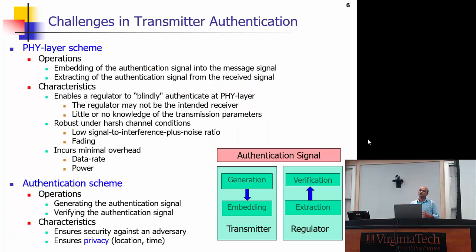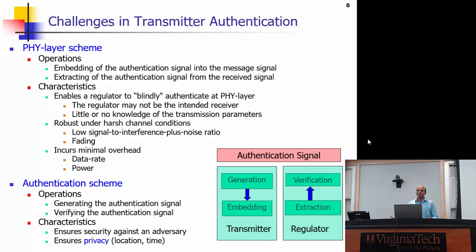So when we look into the transmitter authentication in dynamic spectrum access, there are multiple challenges into it. But the basic idea for doing transmitter authentication is that you have an authentication signal, and you want to embed that authentication signal into the message signal. The message signal is the data that a transmitter wants to send to a receiver.